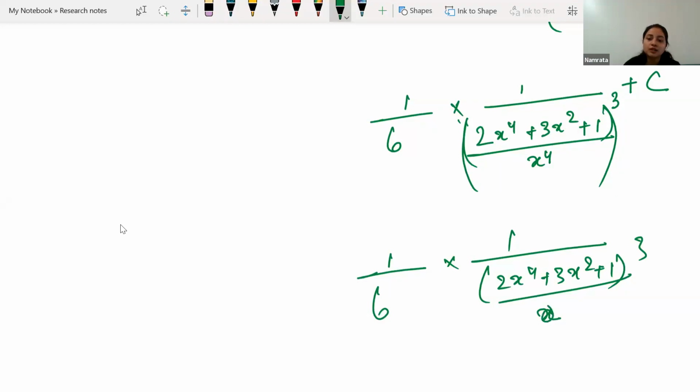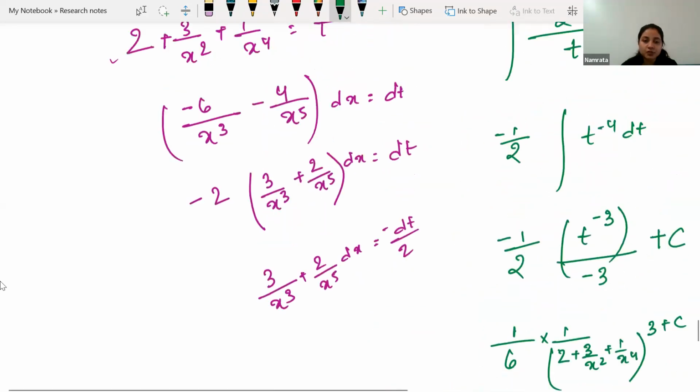So 4 times 3, 12, that will go in the numerator. So we will be having x to the power 12 in the numerator. Okay, this is power 3. Please don't get confused. Plus c.